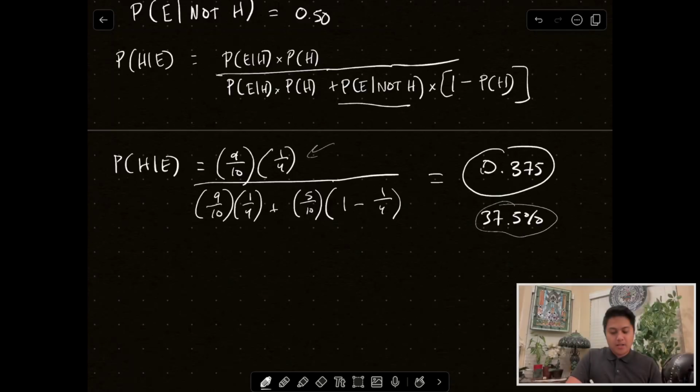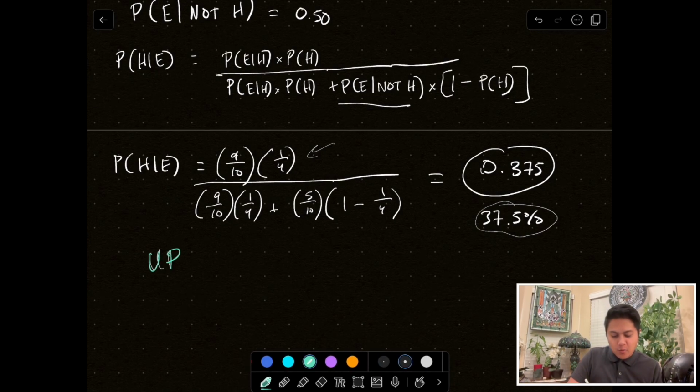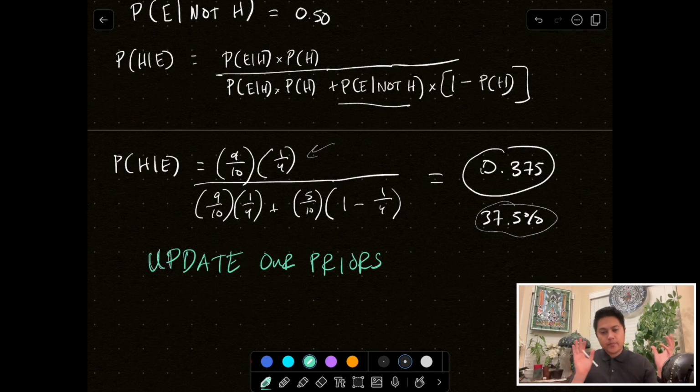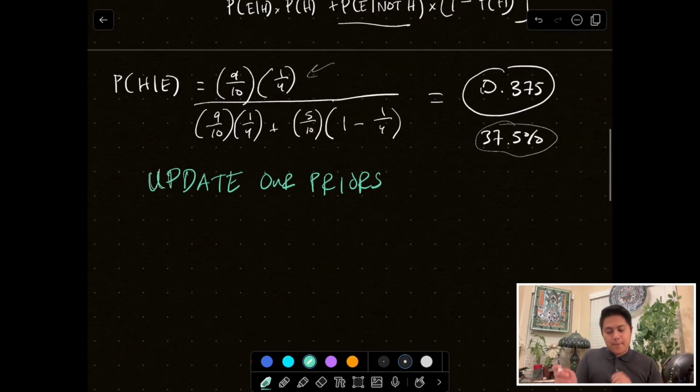It's Valentine's Day, and I want to give you even more hope, because perhaps they text you again within 2 minutes. You get another DM within 2 minutes of you sending a message to them. So now we need to, as the Bayesians would call it, update our priors. So, how do we do that?